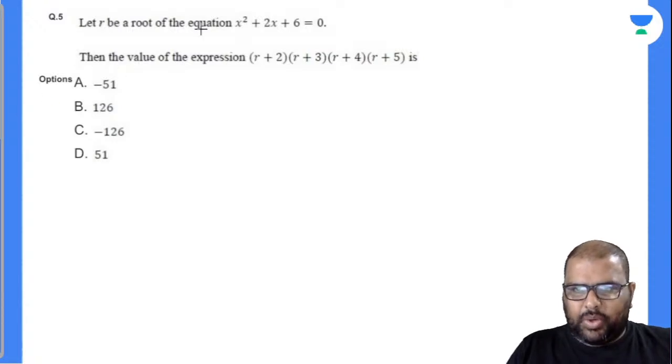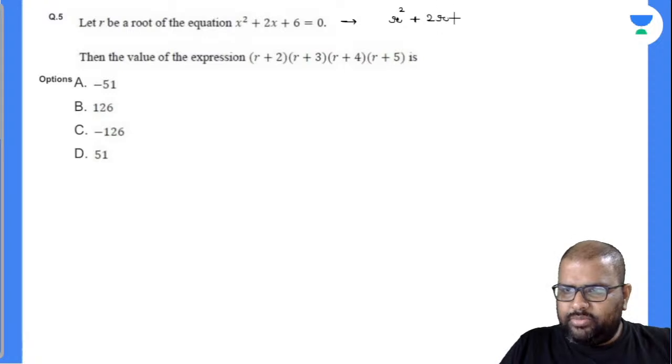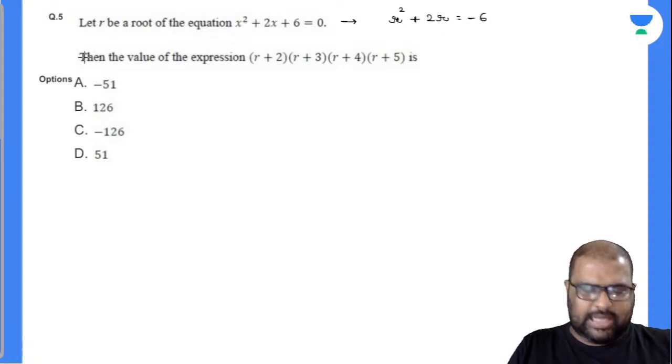Let r be a root of the equation x square plus 2x plus 6. R means in the place of x, let us substitute r. Then we will solve it. Let us see if we work it out. Can I write down the same equation like this? r square plus 2r is equal to minus 6, because in the place of x, one root is r.